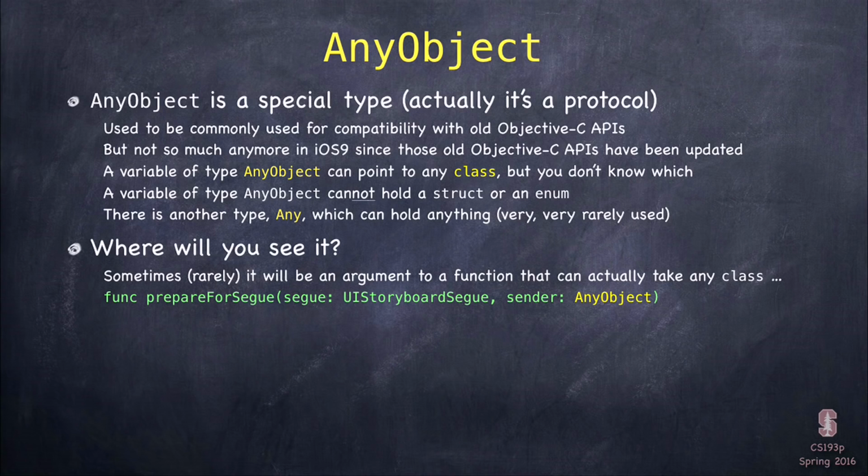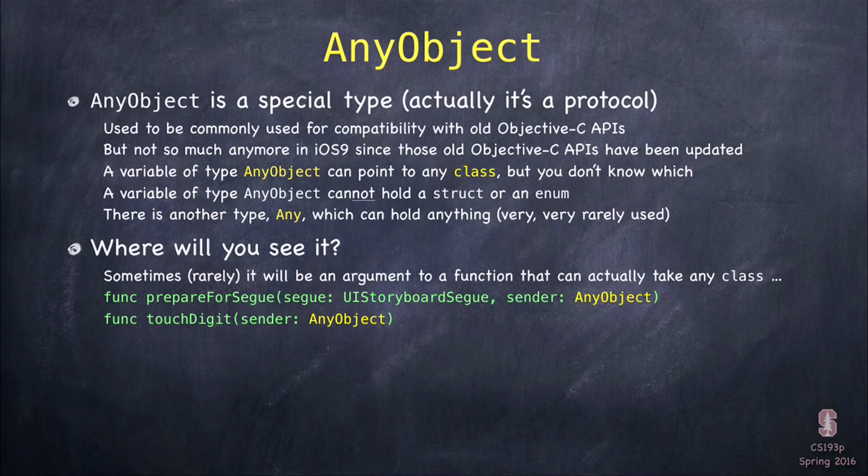Well, the sender, in other words, the object that initiated the transition, could be lots of different kinds of objects. It might be a button you clicked on. It might be a row in a table. It might be some custom code inside of your controller. So this sender has to be AnyObject, because we don't know what it is. We don't know if it's a button or a table row or what it is. So it could be many things, and we have to type this as AnyObject.